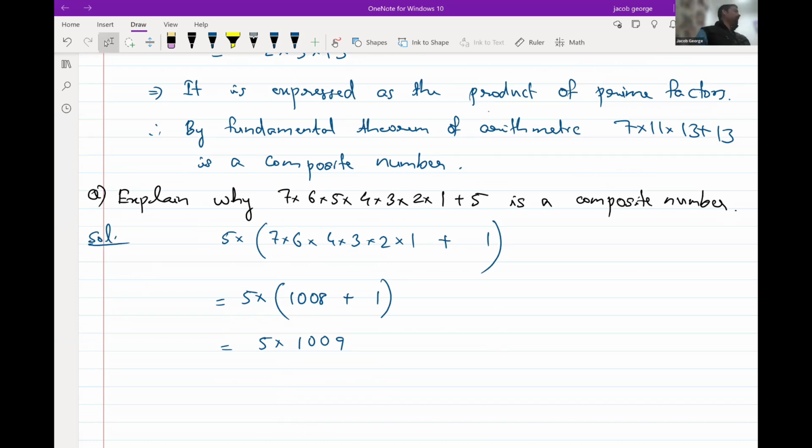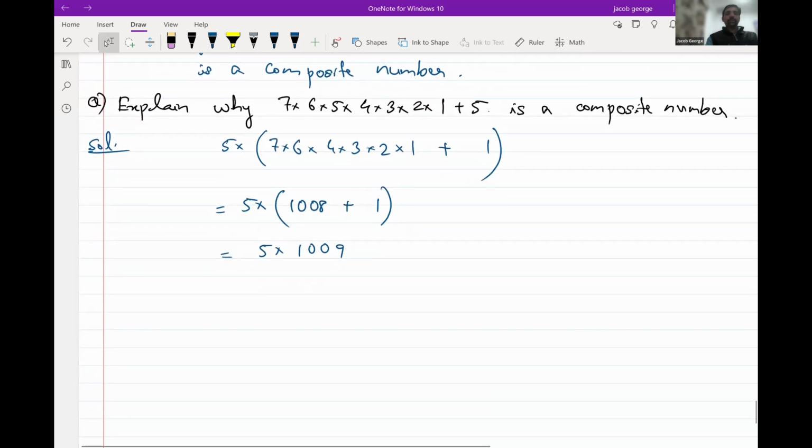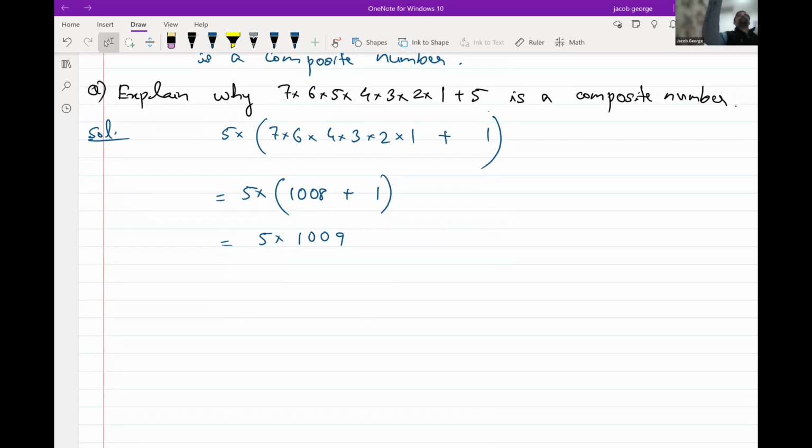But it is expressed as a product of prime factors, right? At least two prime factors if it is there. So it will be what type of number? It is a composite number. So then we'll write the same conclusion. How will you write the conclusion? It is expressed as a product of prime factors. Clear?